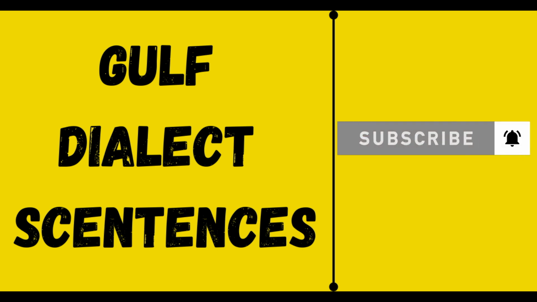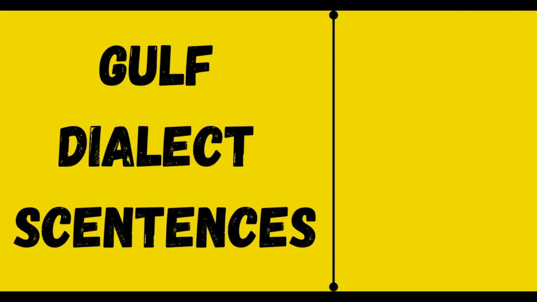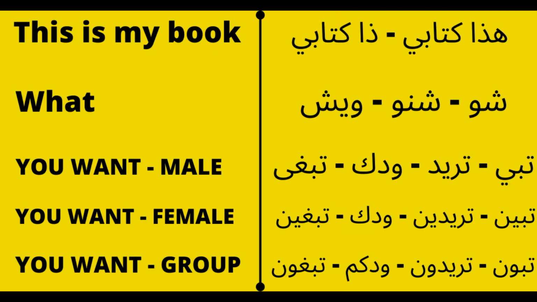So now we are in Gulf Dialect Sentences, and we have some sentences here. Let's explain each one of them. First sentence is, this is my book. As we said, we are in Gulf dialect, so we'll use Gulf dialect to say these sentences.